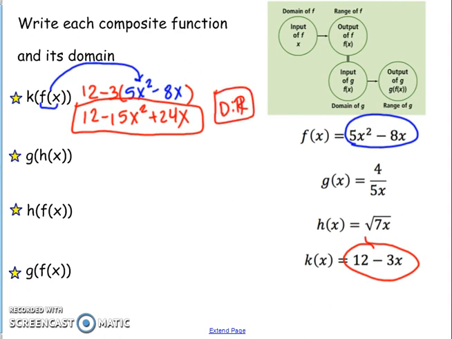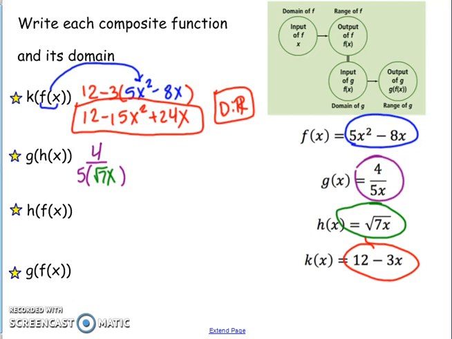Okay, so if we look at the next one, g of h of x. We're going to take the h function and plug it into the g function. So we're going to write the g function. It's going to be 4 over 5 blank. And in that blank, I'm putting in my h function. So I'm putting in radical 7x.